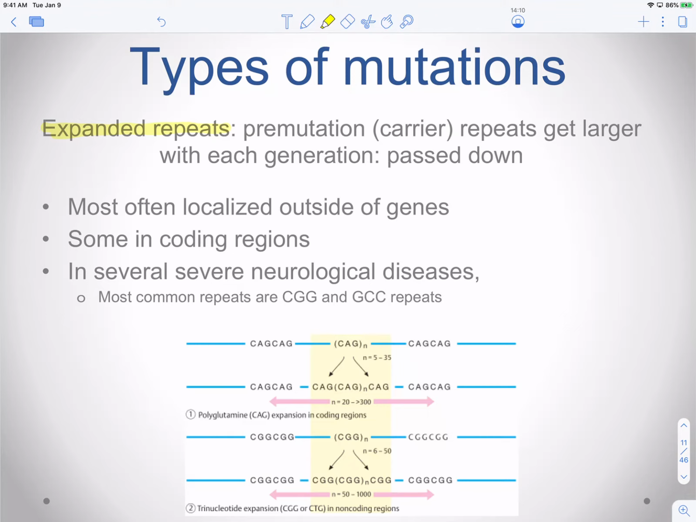There are several that are going to be linked to neurologic diseases. And the most common repeats for neurologic diseases are CGG and GCC repeats. And so this is just showing in a normal protein, you have a CAG repeat, which is going to be about 5 to 35 repeats. That's going to be normal functional. And then as you get expansion of these repeats through generations, this now becomes not a coding protein, or it affects the coding of the message for the protein.